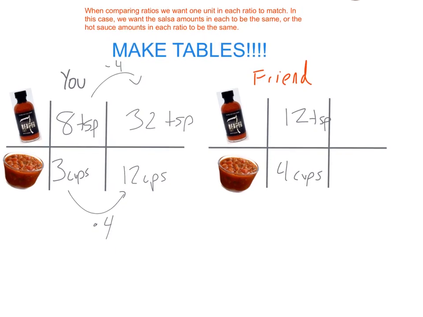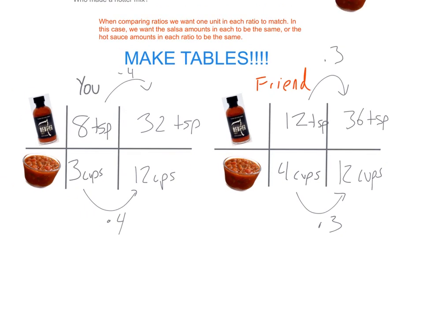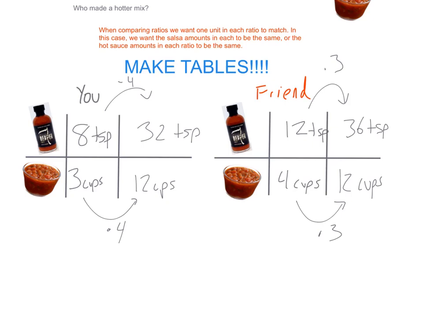Now what about your friend? Well, why did I choose 12 cups? Because I knew that the least common multiple of 3 and 4 was 12. So what do you do to 4 to make it 12? Times 3. And what do you then do to 12? Times 3. So 4 times 3 was 12, and 12 times 3 is 36 teaspoons. Okay, so who has the hotter sauce? Well, if you both have 12 cups of salsa, you're adding 32, but the friend is adding 36. The friend has the hotter salsa. Okay, so there you go.